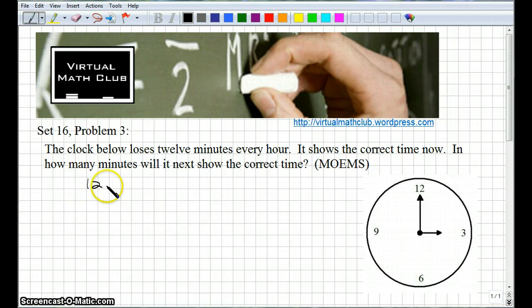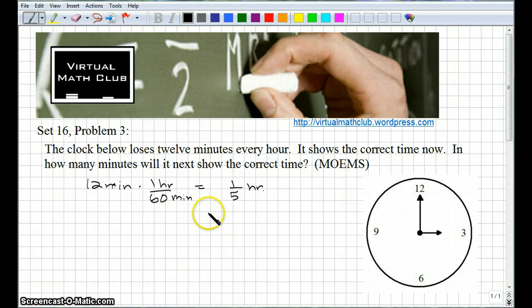Alright, well let's just start dealing with what we know. It loses 12 minutes every hour, and 12 minutes I can divide by 60, right? Because in 1 hour we have 60 minutes, and then we know that 12 minutes is 1/5 of an hour. Okay?